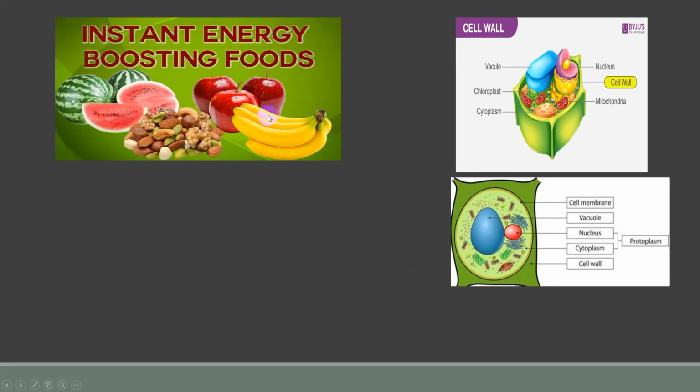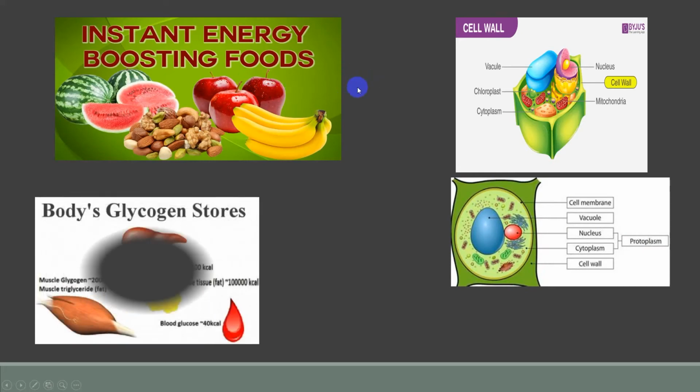البروتوبلازم يعني النيوكليوس والسيتوبلازم مع بعض. What else? Instant energy, eating food. It means eating an apple, eating a banana, eating a watermelon. This is the fastest source of energy.